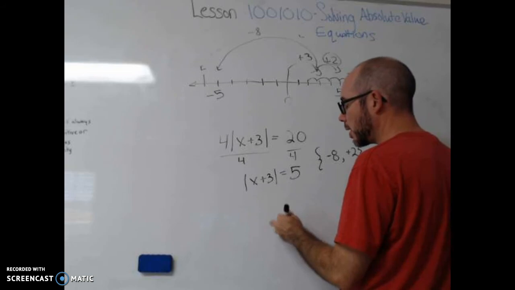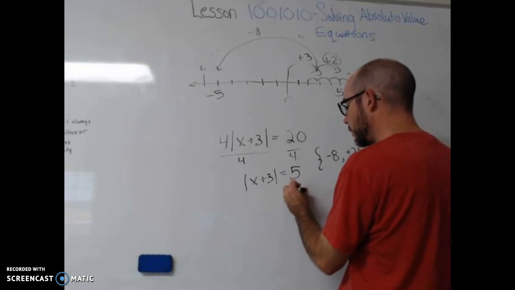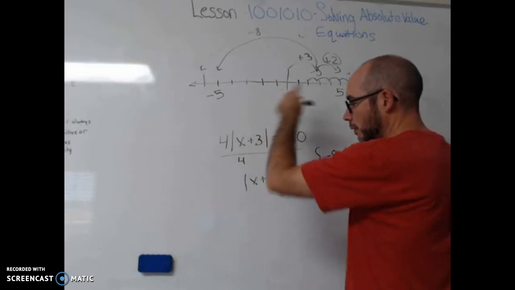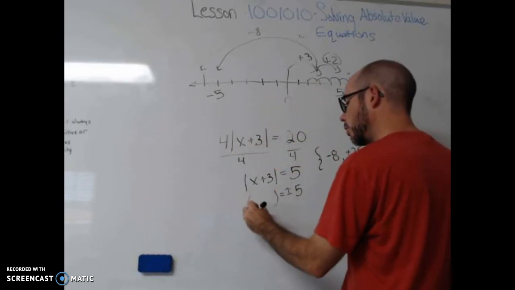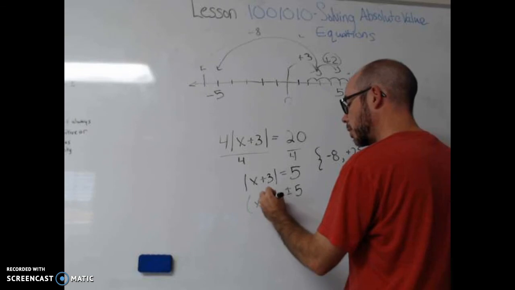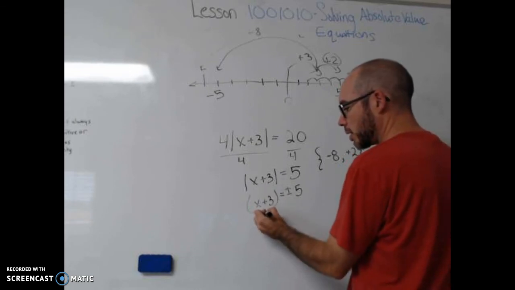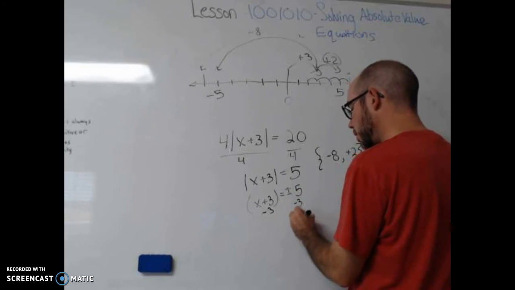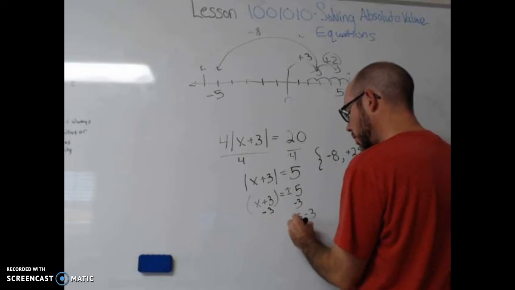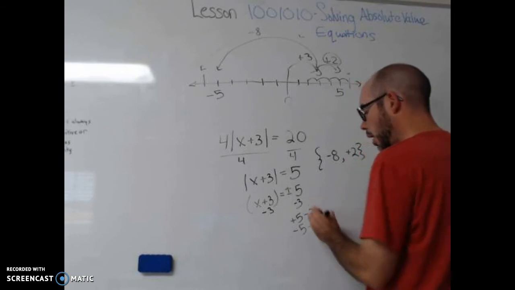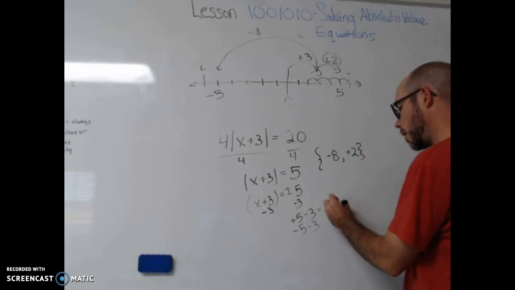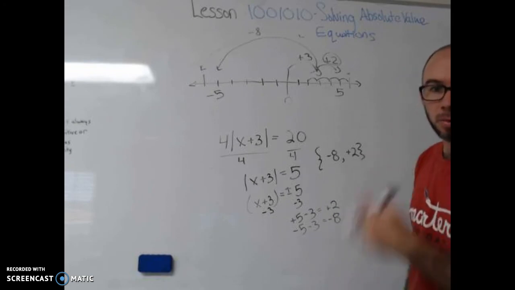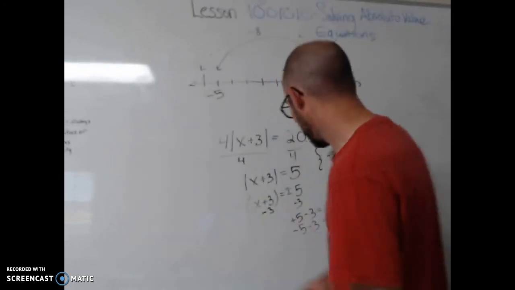Or we could play the little game that they did. We could put plus minus 5 here, to account for the fact that it's going to be 5 to the left or 5 to the right, and then remove the absolute value and put parentheses in instead, and finish this off by going minus 3, minus 3. So it's either positive 5 minus 3, or it's negative 5 minus 3, and lo and behold, we get a positive 2, and we get a negative 8. Same things that we had above.